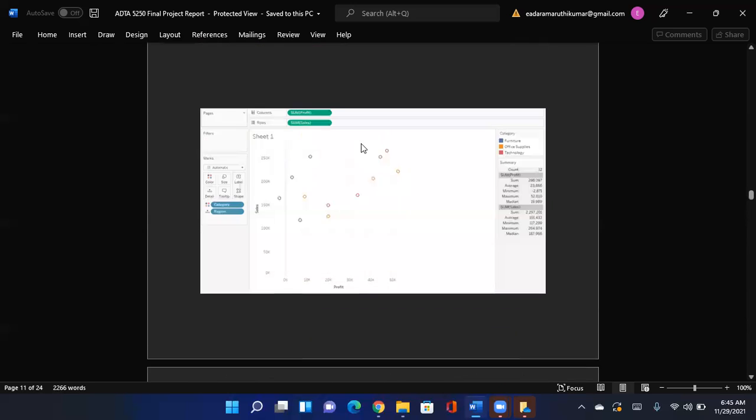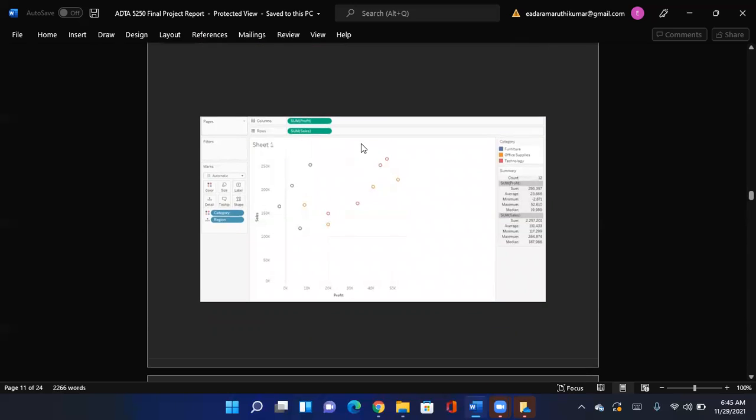Here we worked on the sum of sales and profits. In category you have three different types: furniture, office supplies, and technology. For these, we are doing the sum of sales and profit. We are showing the number of sales and what the profits are for those sales.